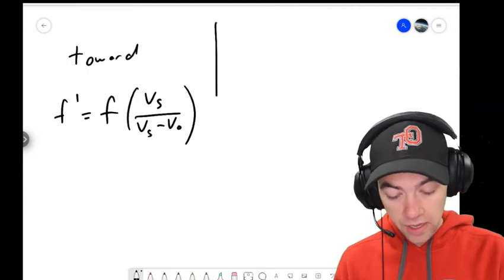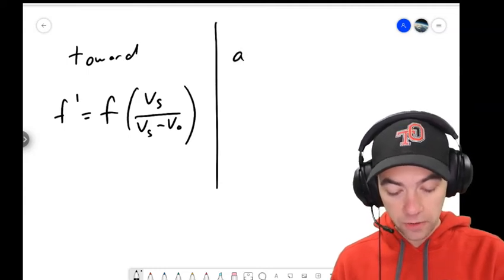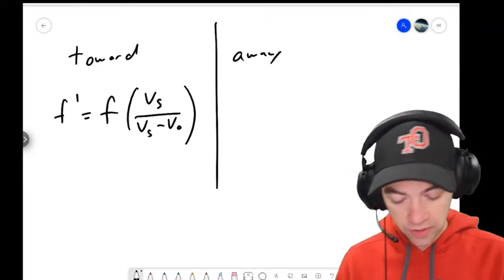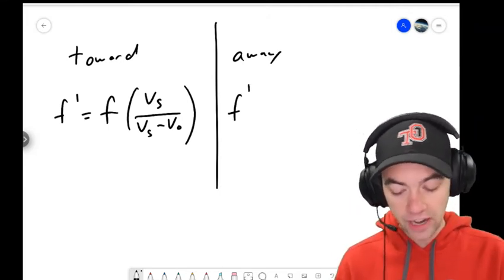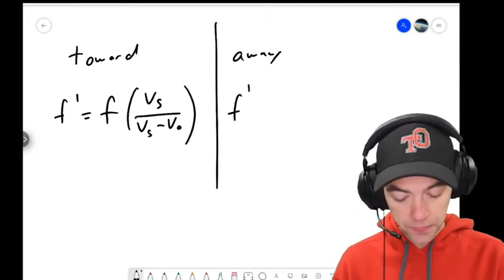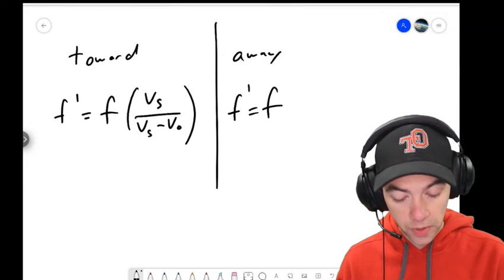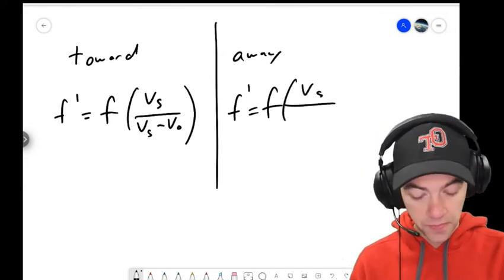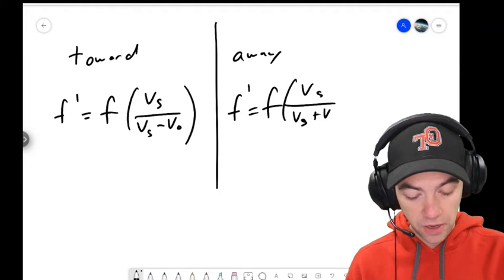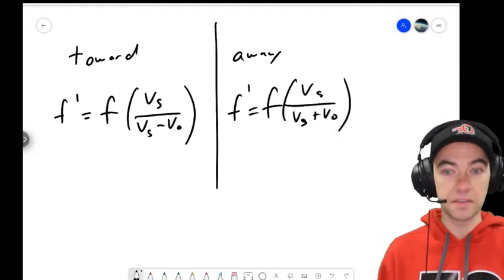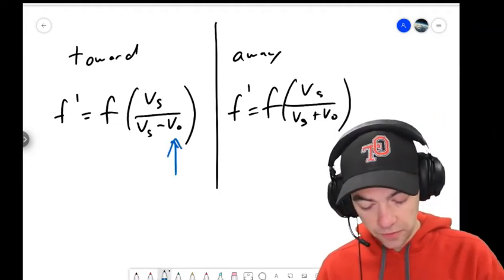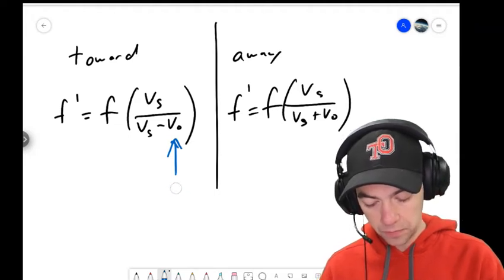On the opposite, if we have something going away from us, we're going to expect to perceive a lower frequency. So yet again, our f prime is our perceived frequency, which is equal to our original frequency times Vs divided by Vs plus Vo. This is going to give us a smaller number. And just as a reminder, Vo stands for the speed of the object.